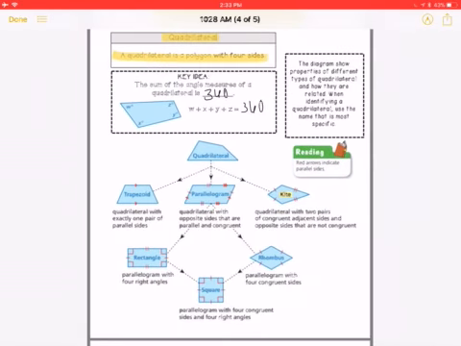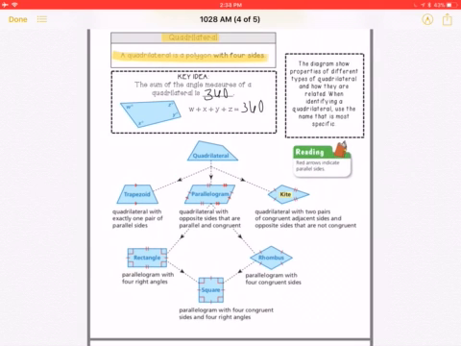This is something you're going to want in front of you whenever we're talking about quadrilaterals, something you can always refer back to whenever you're trying to identify and classify quadrilaterals. This diagram shows the properties of different types of quadrilaterals and how they are related.